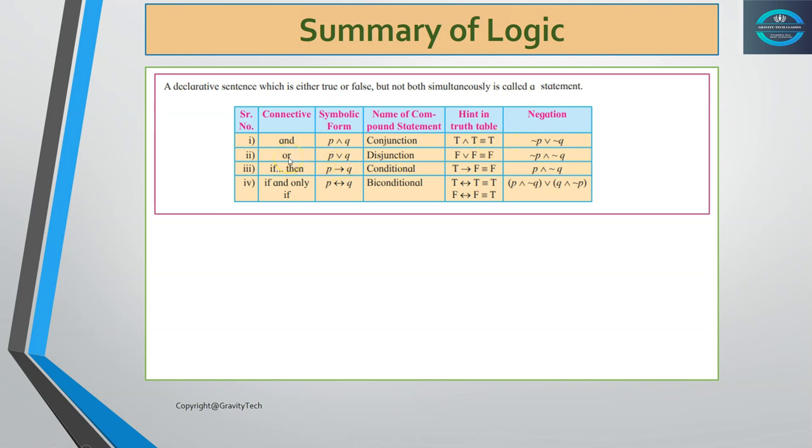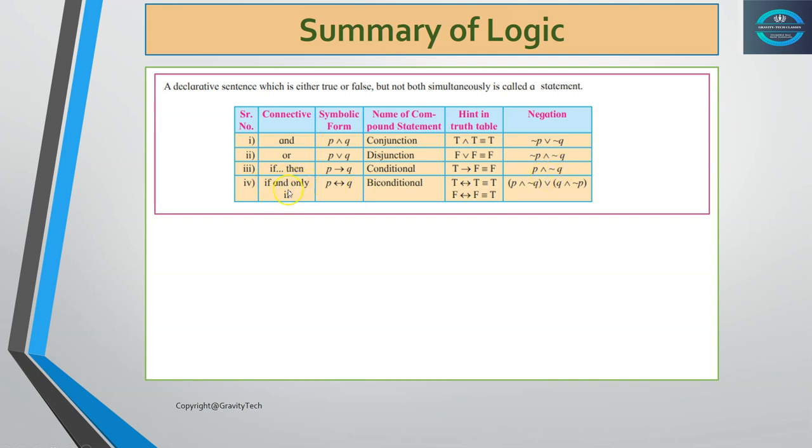अगर or है कनेक्टिव तो उसको डिनोट किया जाता है P or Q से, उसे बोला जाता है डिसजंक्शन. और उसका हिंट क्या है? अगर दोनों F तो F, ट्रूथ टेबल के लिए, right. और उसका निगेशन बाय De Morgan's law it will be what? Negation of P and negation of Q. थर्ड कनेक्टिव है if then, जिसे कंडीशनल बोला जाता है. That is conditional. P implies Q भी उसे रीड करते हैं. उसका रूल क्या है ट्रूथ टेबल बनाने के लिए? T F को F, बाकी सब जगह पे T. And negation of it will be what? P and negation of Q.